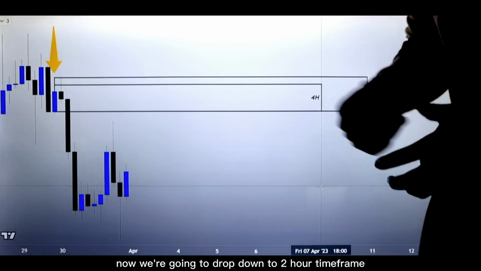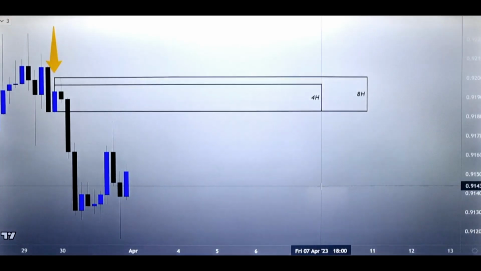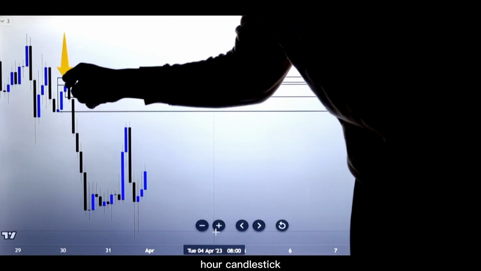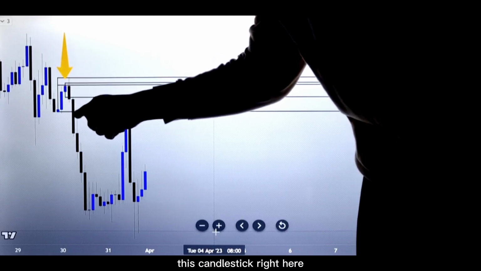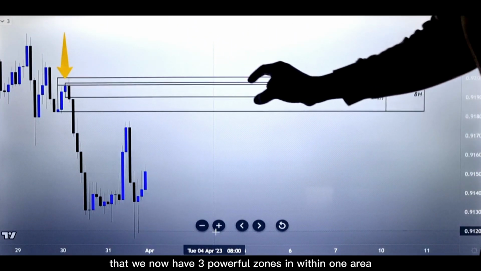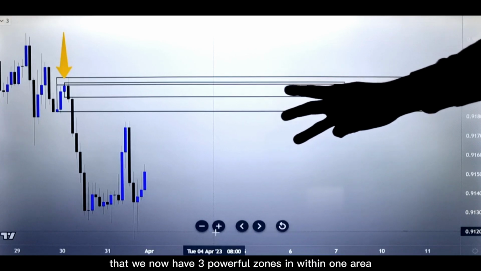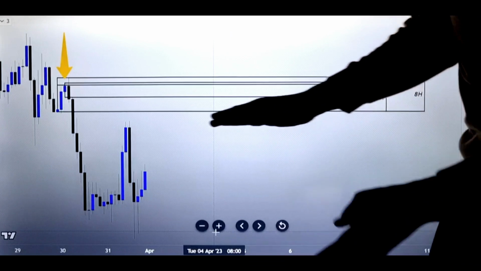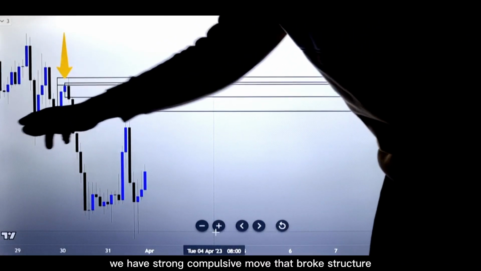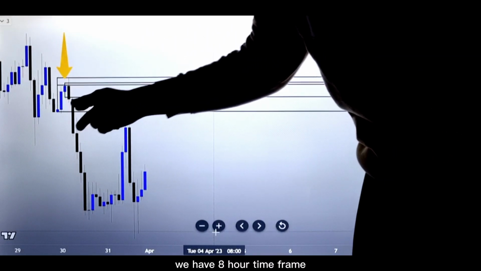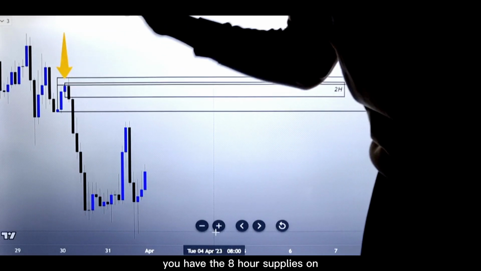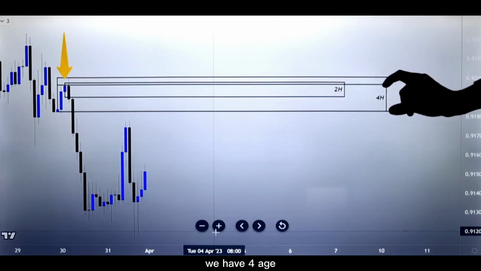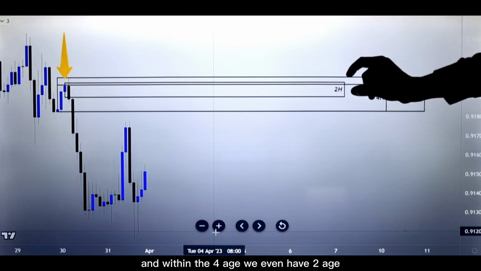Now we're going to drop down to 2-hour time frame. This yellow arrow is now pointing towards the 2-hour candlestick. This candlestick right here, okay? That is showing us that we now have 3 powerful zones within one area. We have one area, we have strong impulsive move that broke structure. We have 8-hour time frame. Within the 8-hour, we have the 8-hour supply zone. Within the 8-hour supply zone, we have 4H, and within the 4H, we even have 2H.